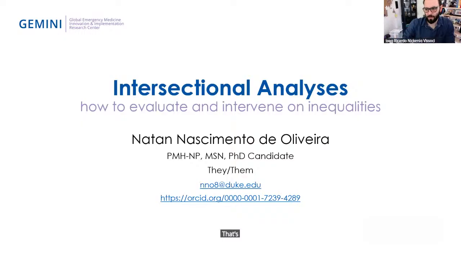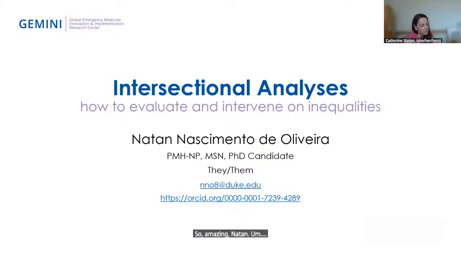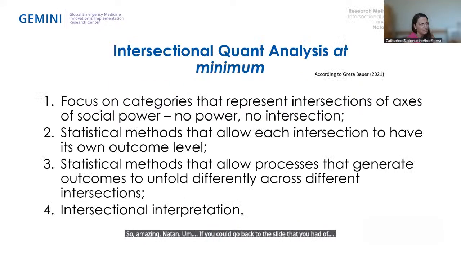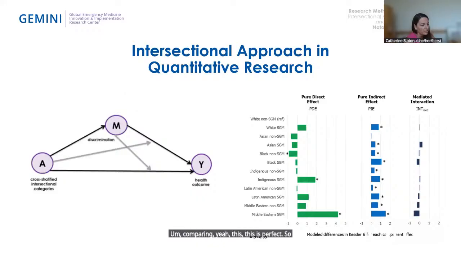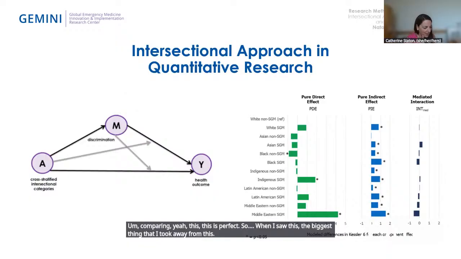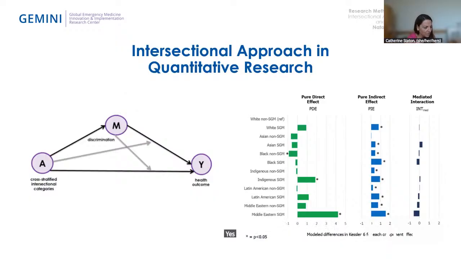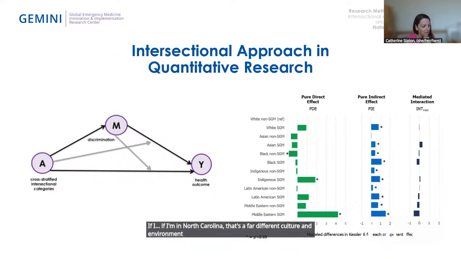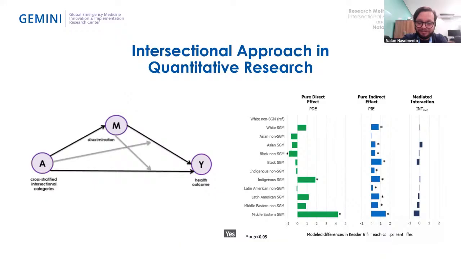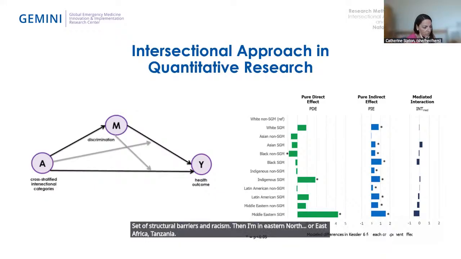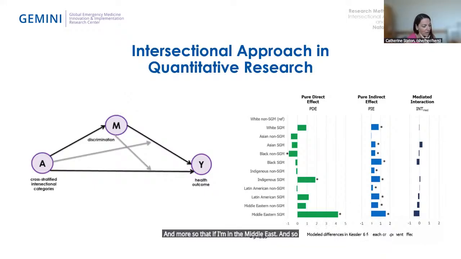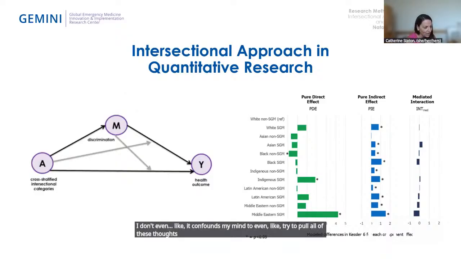That's Catherine. So amazing, Natan. If you could go back to the slide that you had comparing, yeah, this is perfect. When I saw this, the biggest thing I took away from this, not mathematically or analytically, was the challenge of thinking about this in the setting of all of the myriad cultures that we work in. If I'm in North Carolina, that's a far different culture and environment and set of structural barriers and racism than if I'm in East Africa in Tanzania, and more so if I'm in the Middle East. It confounds my mind to even try to pull all of these thoughts together in the different contexts.